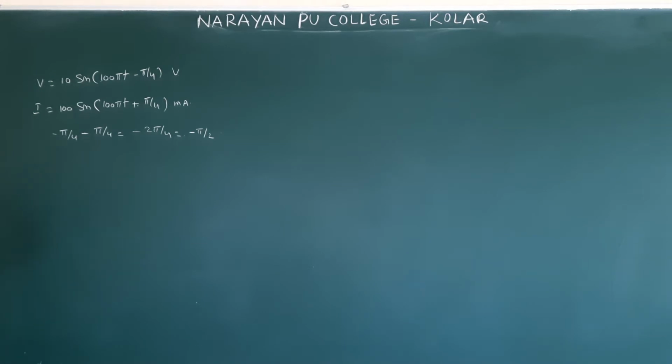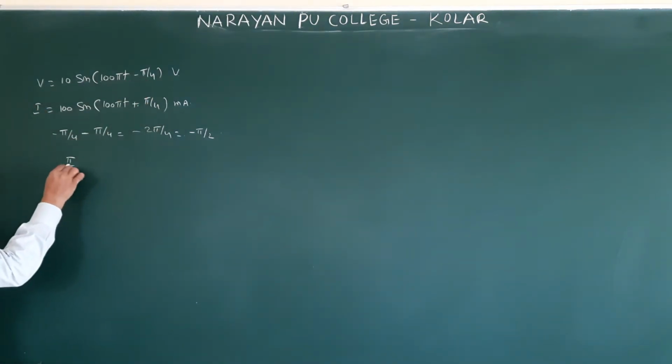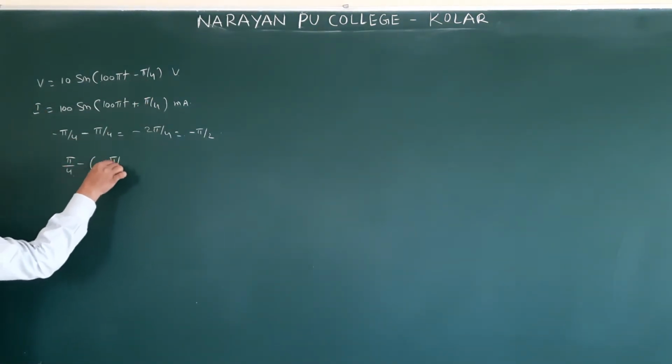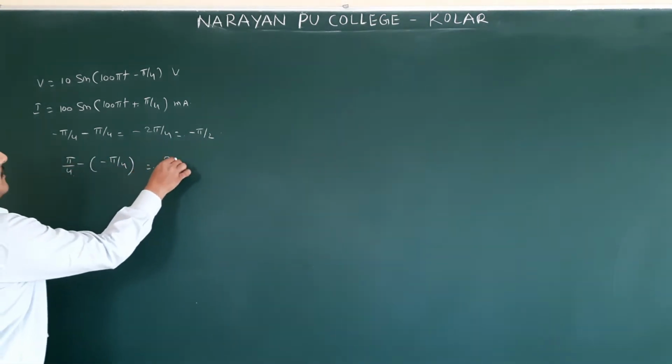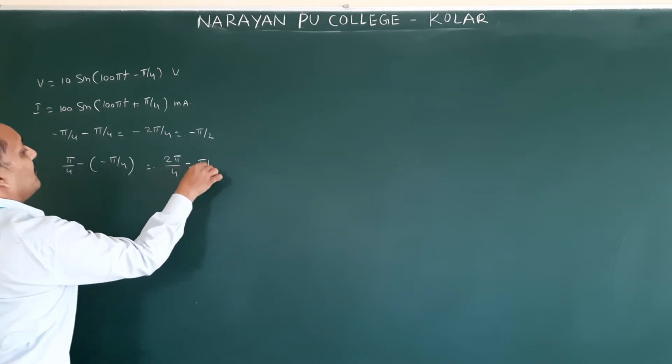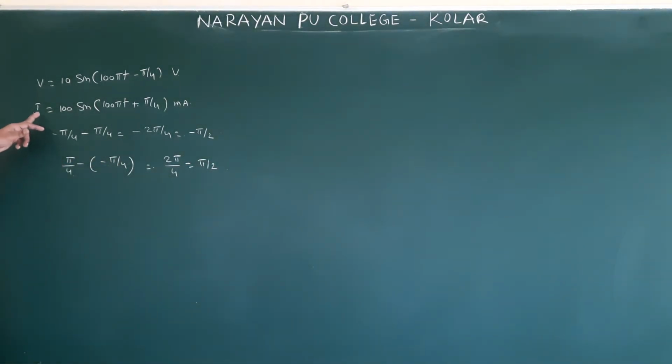Next, the current leads the voltage by pi by 2. Current leads means you have to subtract this minus this: pi by 4 minus of minus pi by 4. That is nothing but 2 pi by 4, pi by 2. You got plus pi by 2. Therefore, current is leading the voltage by pi by 2. Therefore, 2 is correct.